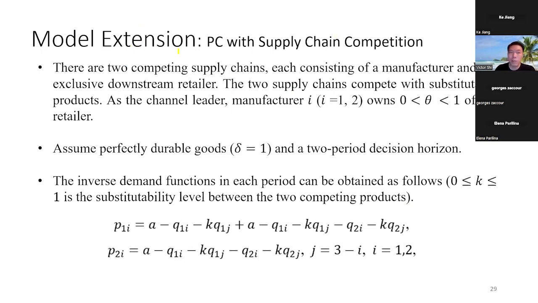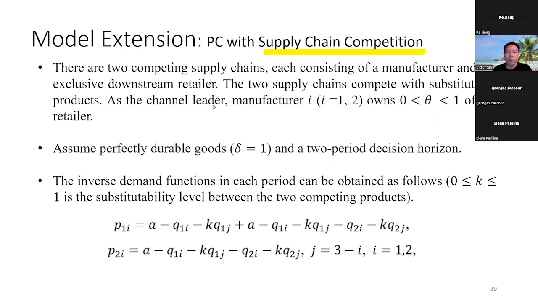We also did another extension about supply chain competition. So suppose there are 2 competing supply chains, each consisting of a manufacturer and her exclusive downstream retailer, and the 2 supply chains compete with substitutable products, and also the manufacturer is the leader. The manufacturer is going to own theta of the retailer, and we assume perfectly durable goods, and we focus on a 2-period decision horizon.